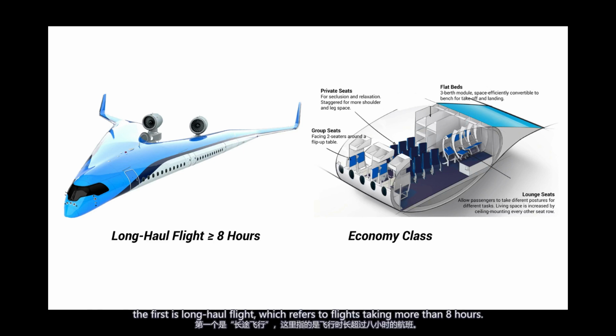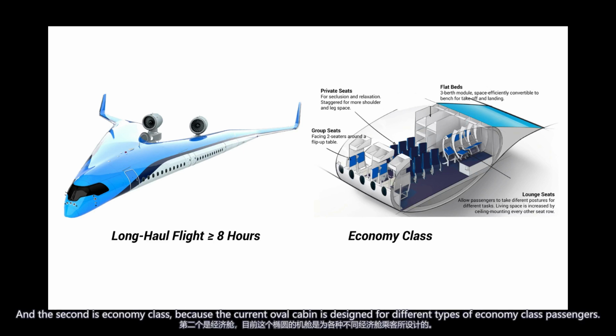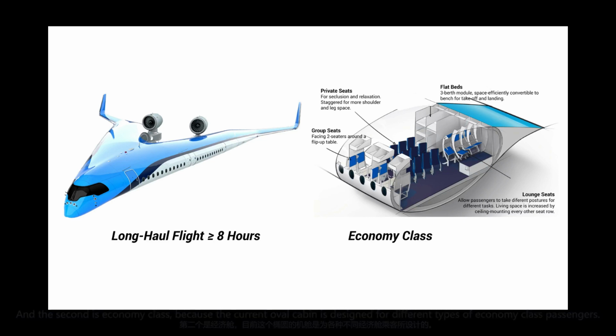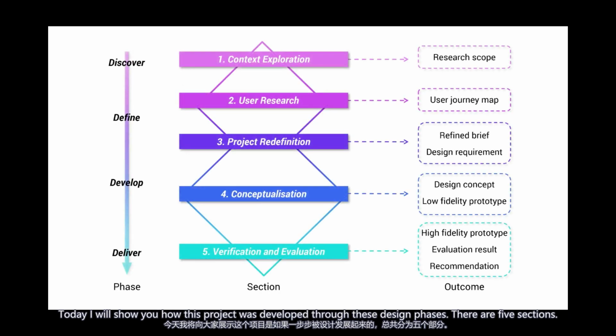The first is long-haul flight, which refers to flights taking more than 8 hours, and the second is economy class, because the current oval cabin is designed for different types of economy class passengers. Today, I will show you how this project was developed through these design phases.